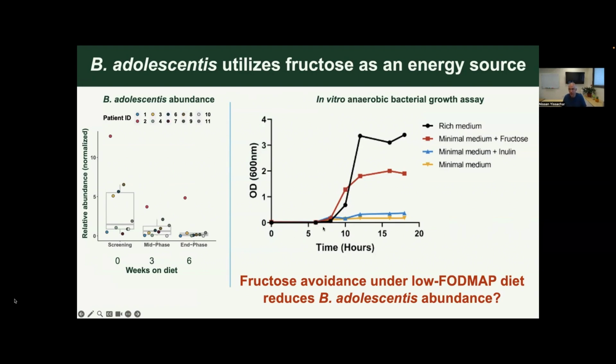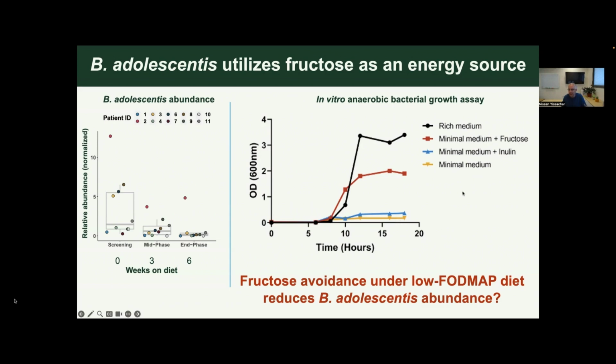adolescentis growth in vitro in different conditions. We see that, again using the Don Whitley Scientific anaerobic chamber, we can detect very pronounced bacterial growth under culture conditions using rich medium. There is no growth when we use very minimal medium that contains no sugars or proteins.